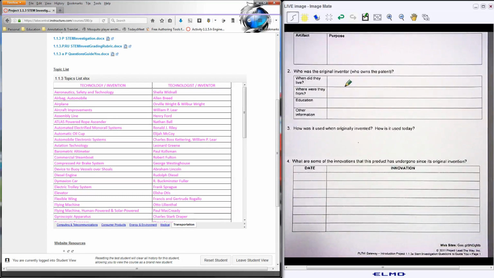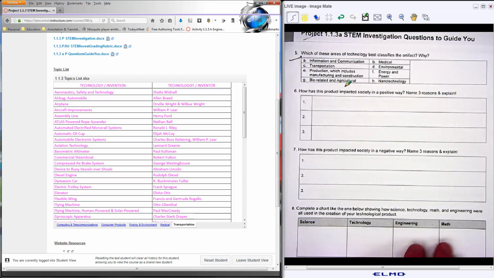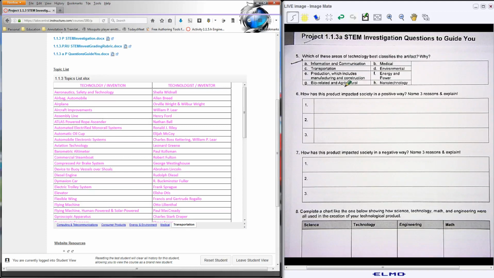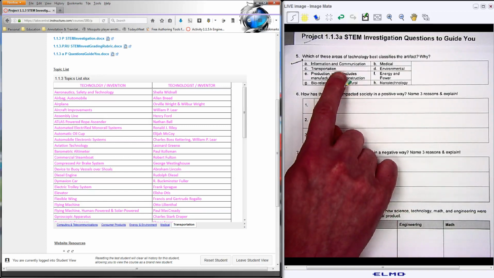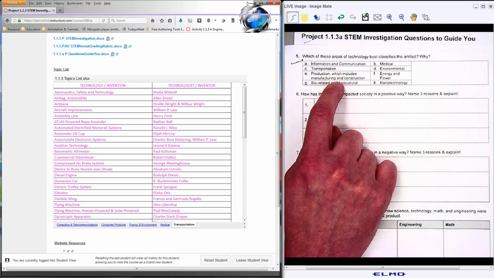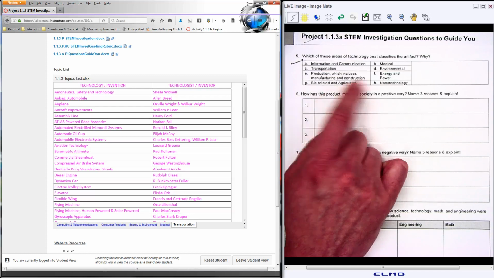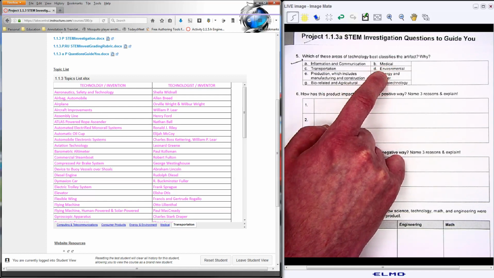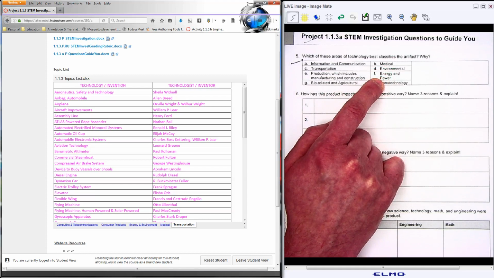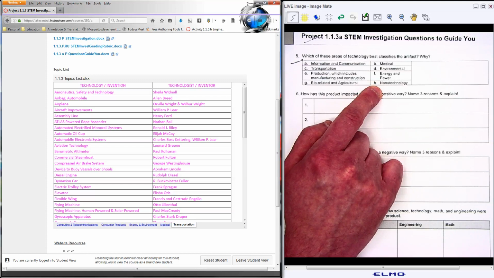Number 5 is asking us which one of these areas of technology best classifies this artifact. So we have information and communication, we have transportation, we have production, biorelated, or technology that deals with living things, medical, environmental, energy and power, meaning it produces energy or produces power to move or do things, and then nanotechnology.